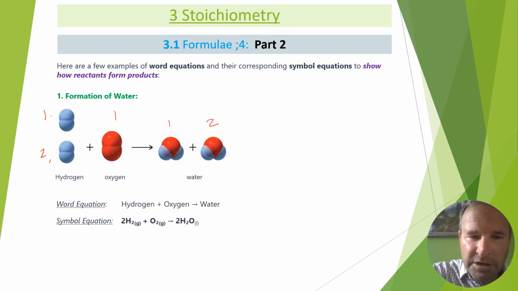Here's what it looks like. It's a word equation: we've got hydrogen with oxygen to form water. And the symbol equation shows us a lot more detail in terms of how many molecules of hydrogen are needed. You need 2 molecules of hydrogen with 1 of oxygen, and you get 2 lots of water, 1, 2, and we get the appropriate state symbols: gas, gas, liquid, or gas, gas, gas.